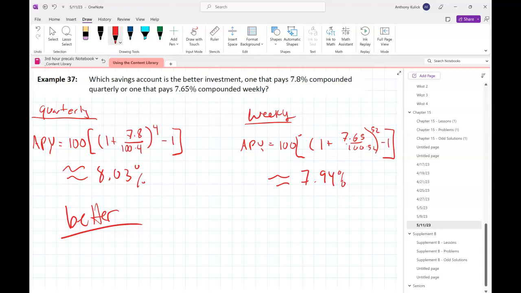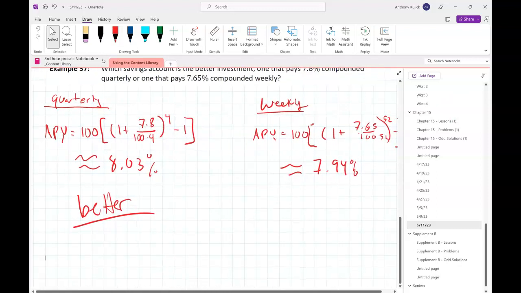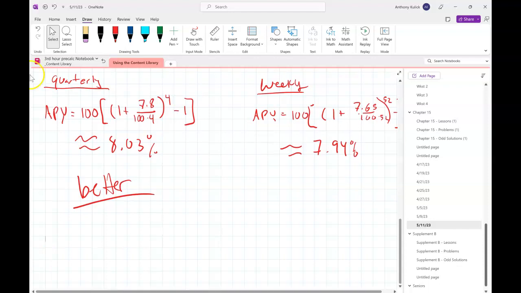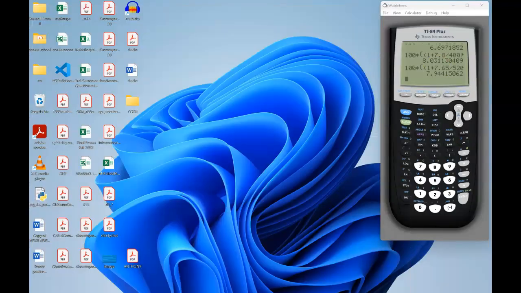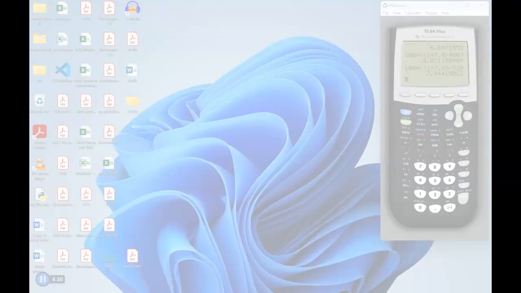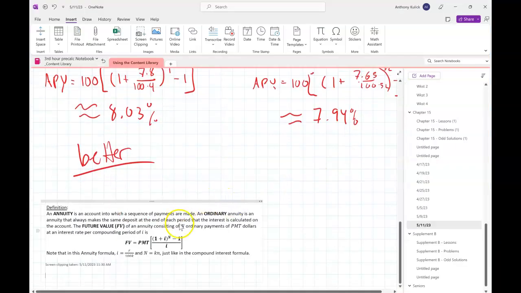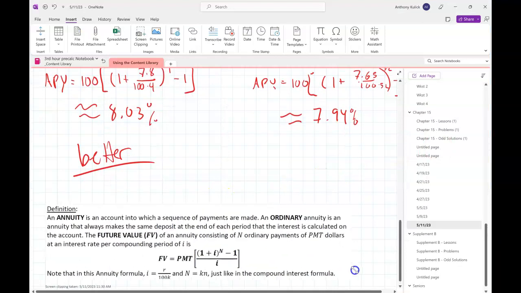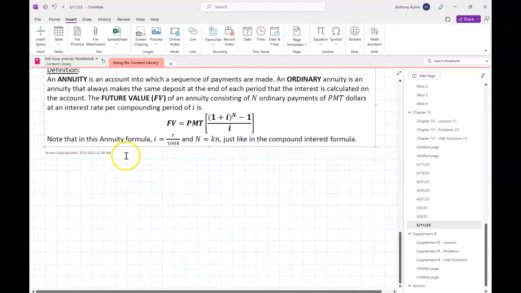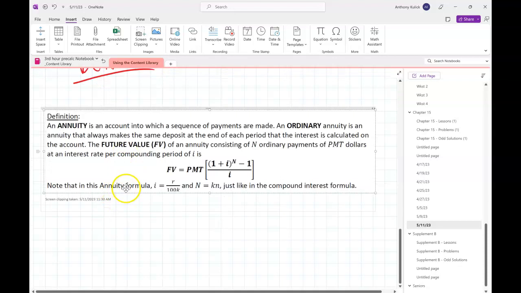So we've talked about investments here now, right? What we're going to talk about next is something called an annuity. So let's define what we mean by an annuity. An annuity is an account into which a sequence of payments are made.